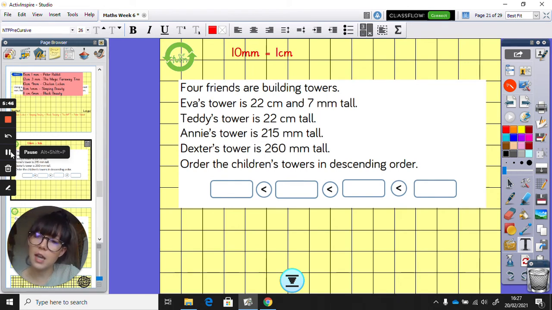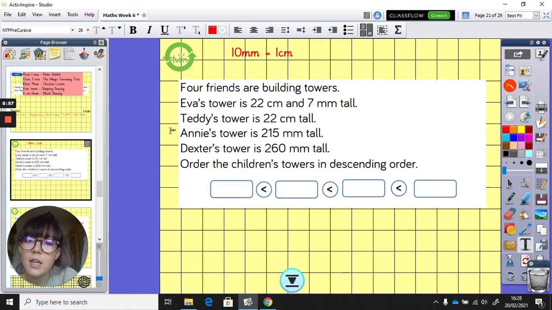Pause the video here and have a go. So you should have paused the video and had a go. I'm going to give you a little tip. With this one, the reason it's a little bit harder than the last one we did is because 2 of the measurements are in millimetres and 2 of the measurements are in centimetres. So you need to convert the centimetres to millimetres, okay?